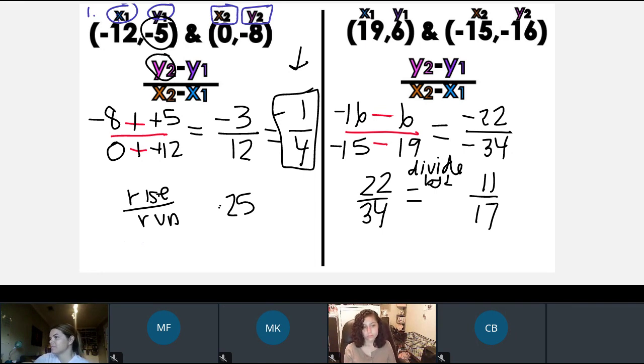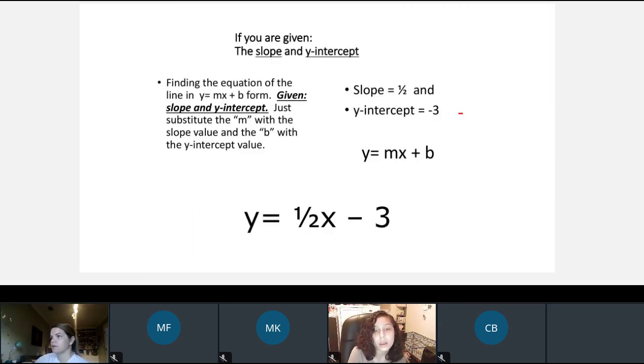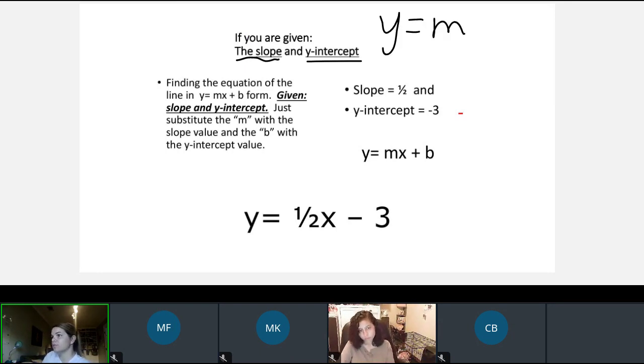Okay, let's do another problem that was on your 3.02 quiz, okay? So we're going to talk about slope-intercept form, okay? If you are given the slope and the y-intercept, you can find the equation of a line in slope-intercept form by just plugging it in. So what is slope-intercept form? It's y equals mx plus b. Let's talk about what each of these is.